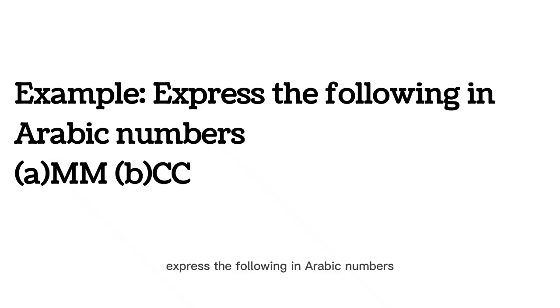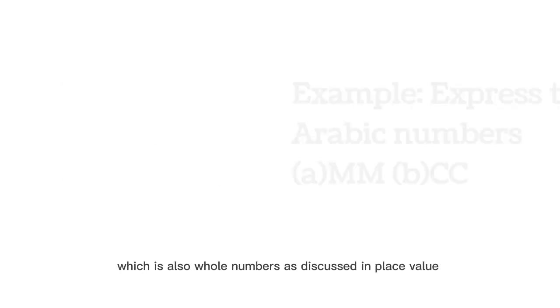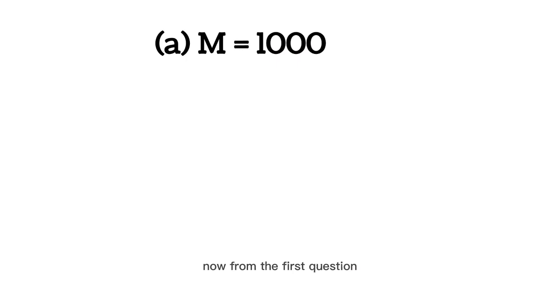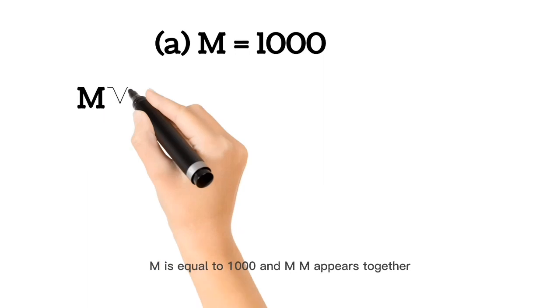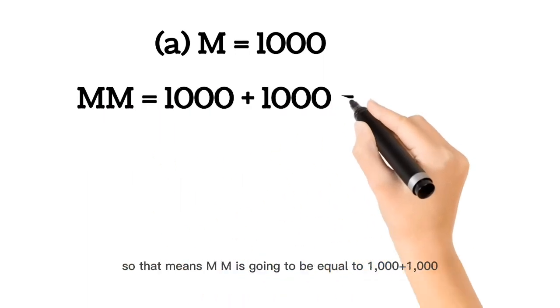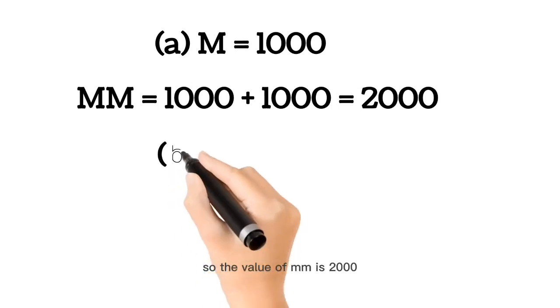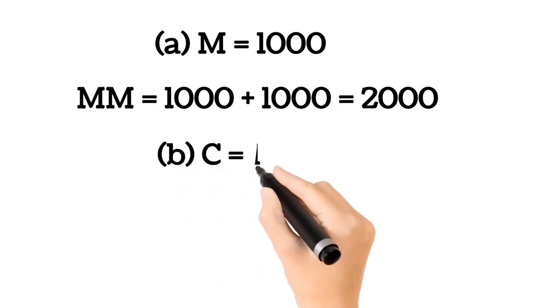Express the following in Arabic numbers, which is also whole numbers, as we discussed in place value. A. MM, B. CC. Now from the first question, M is equal to 1000 and MM are placed together. So that means MM is going to be equal to 1000 plus 1000, which is what? 2000. So the value of MM is 2000.